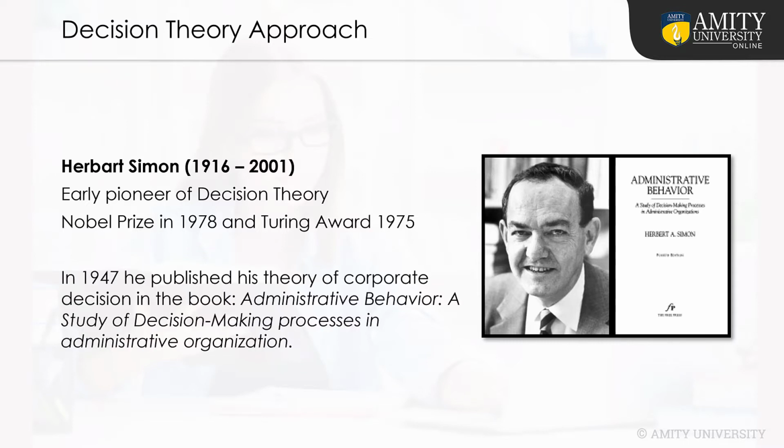In 1947, he published his theory of corporate decision in the book Administrative Behavior, A Study of Decision-Making Process in Administrative Organization. The first edition was published in 1947, and the fourth edition was published in 1997. In it, he asserts that decision-making is the heart of administration, and that the vocabulary of administrative theory must be derived from the logic and psychology of human choice, and it attempts to describe administrative organizations in a way that will provide the basis for scientific analysis.